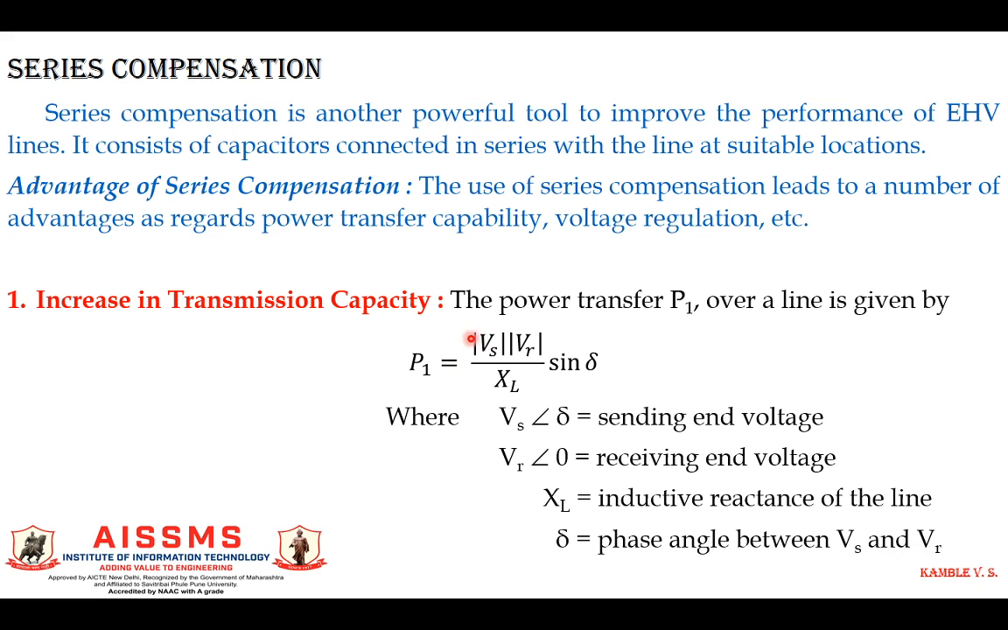So P1 is given by Vs into Vr divided by XL into sin delta, and this is the power transfer equation without any compensation. That is, capacitors are not connected in series with the line. Now let us see the same equation. What will happen if I add a capacitance in series with the line?